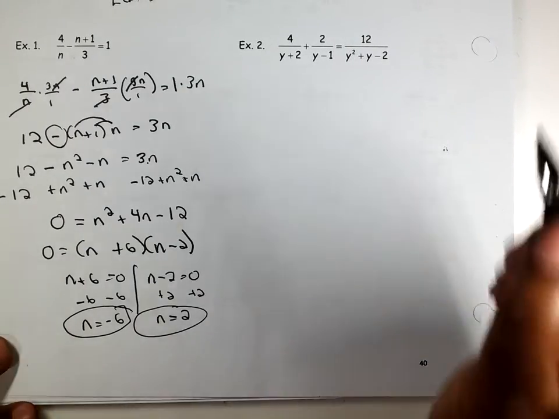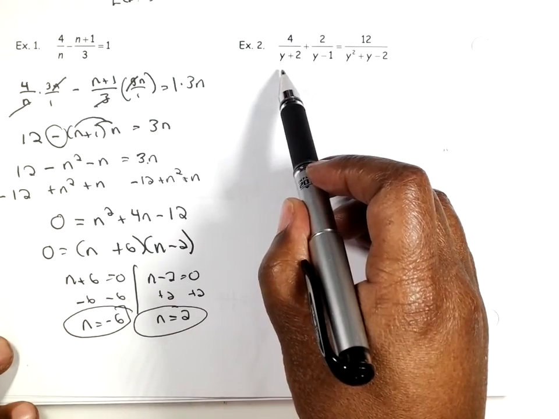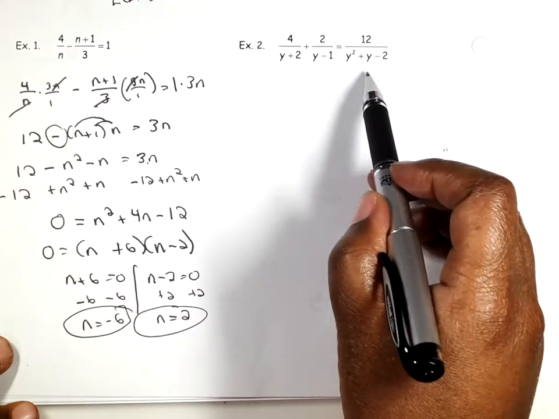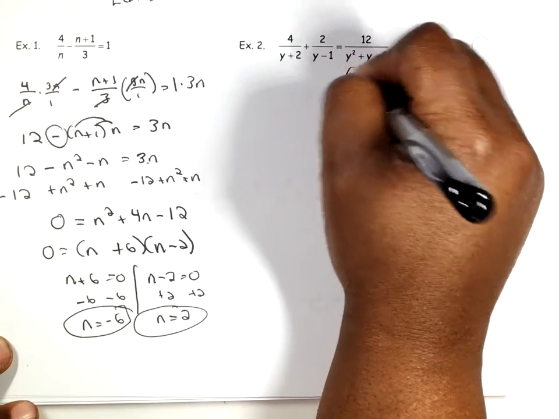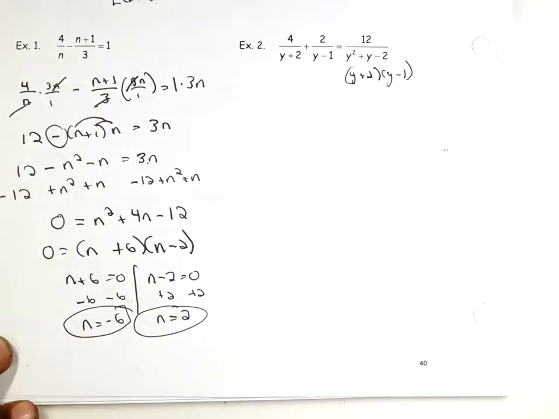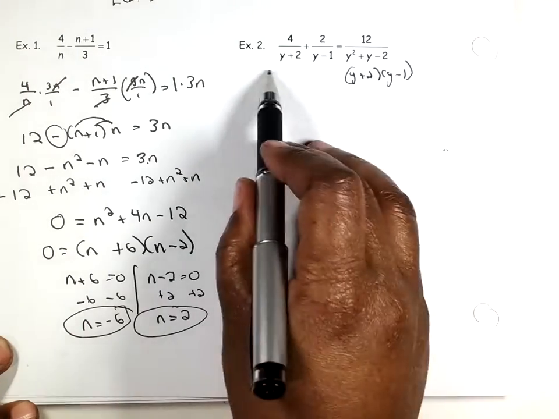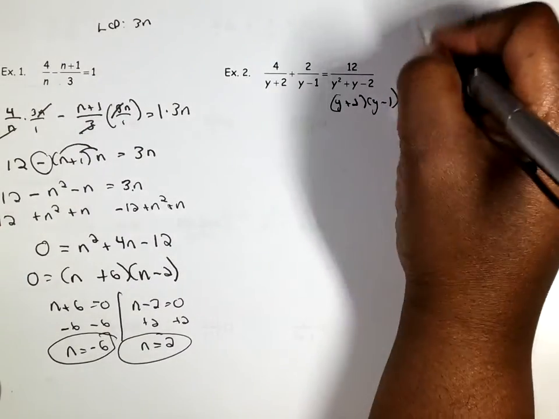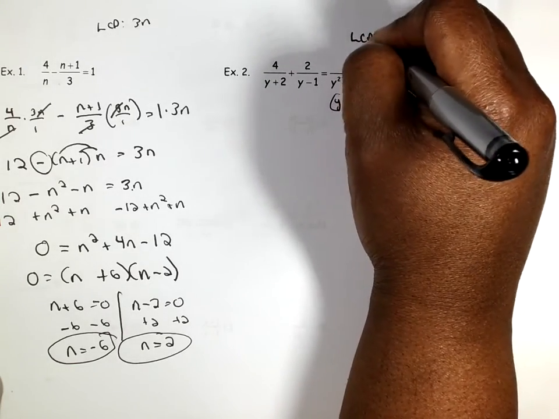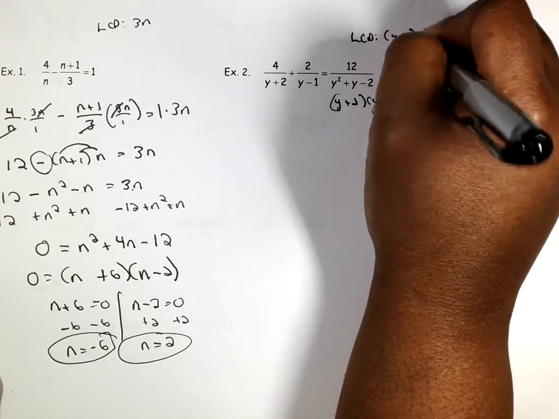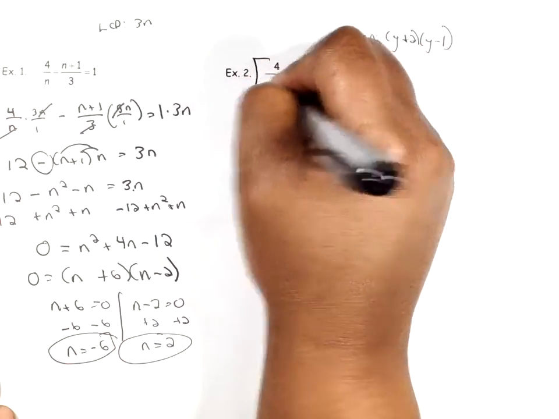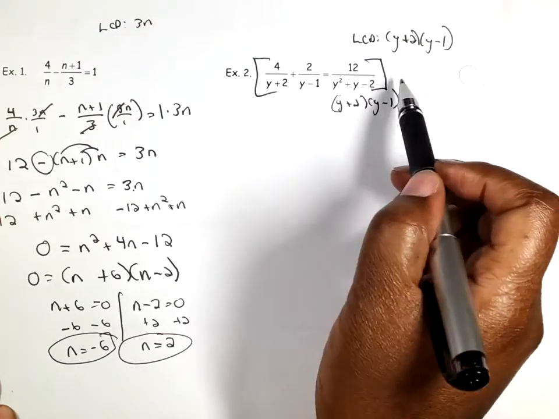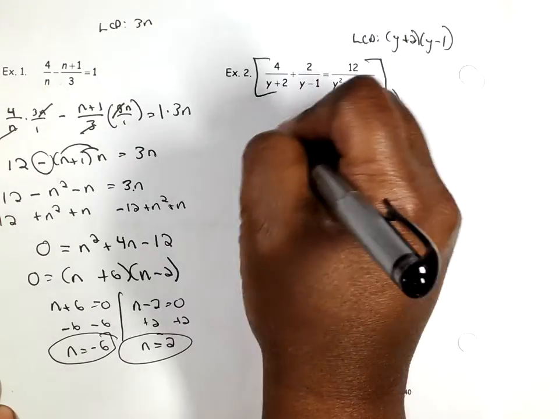Okay, number 2. I have one denominator is y plus 2, one is y minus 1, and then y squared plus y minus 2 factors to y plus 2 times y minus 1. So this encompasses these other denominators. That's going to be my LCD. So my LCD is y plus 2 times y minus 1. So we have to multiply every single term by the y plus 2 times y minus 1.